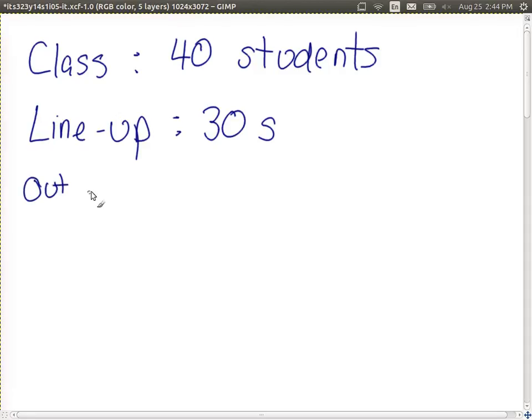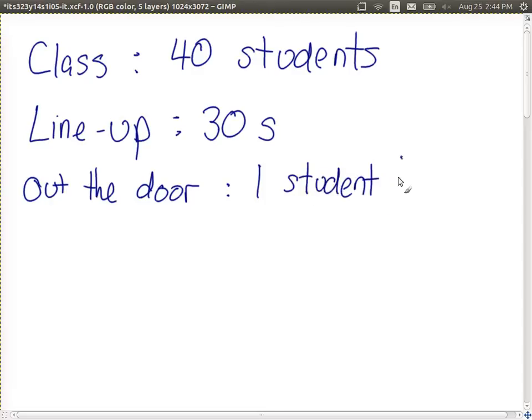Out the door, one student per second. So imagine you're in a big long line. We've lined up. It took 30 seconds to line up. And then I say go, and the first person goes out. 1 second later, the second person goes out, and the third person, and so on.